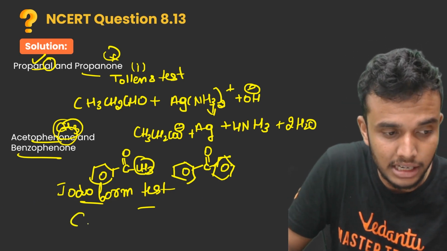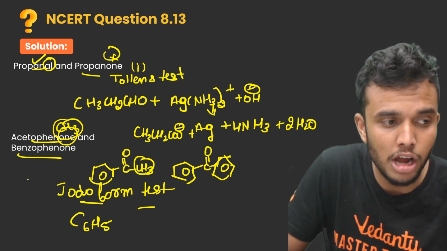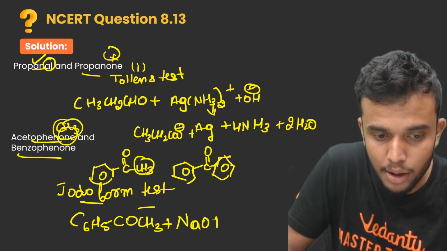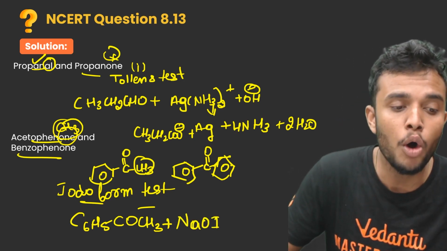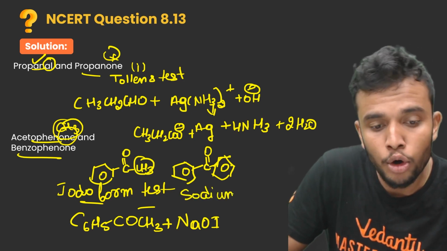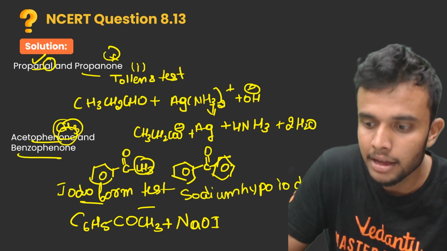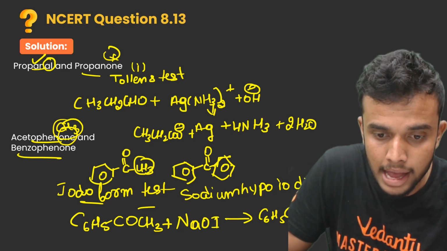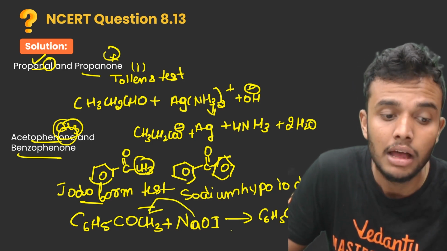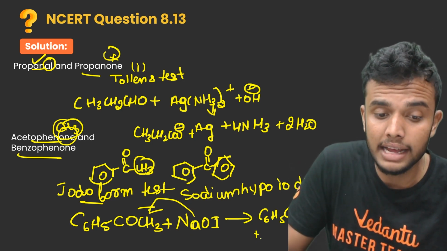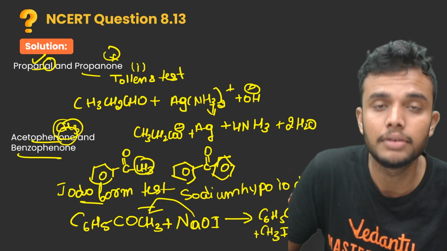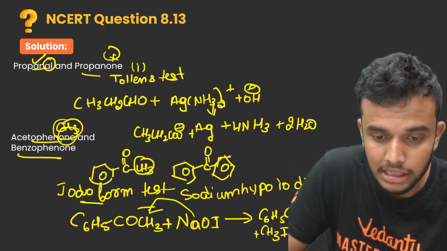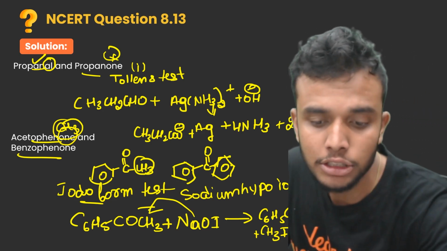Let's discuss the reaction. This is the molecular formula of acetophenone, C6H5COCH3. If it is reacted with NaOI, sodium hypoiodite, what happens here? The sodium replaces the CH3 group, and it yields CHI3, iodoform, and sodium hydroxide is released. Understood, students? It's clear?